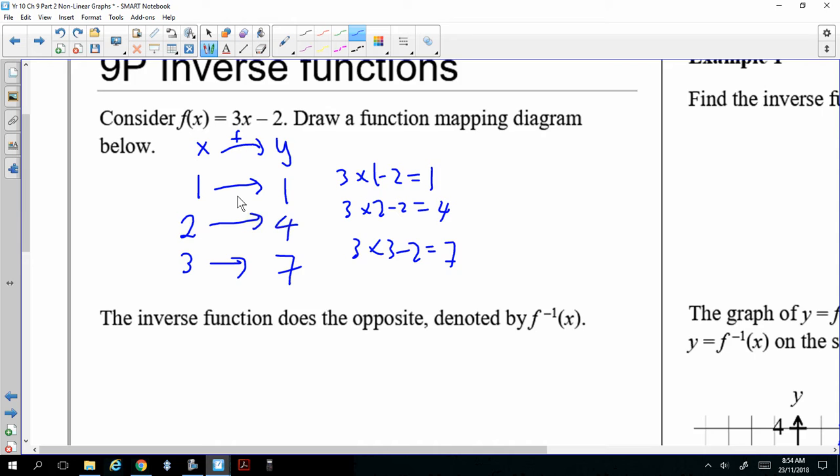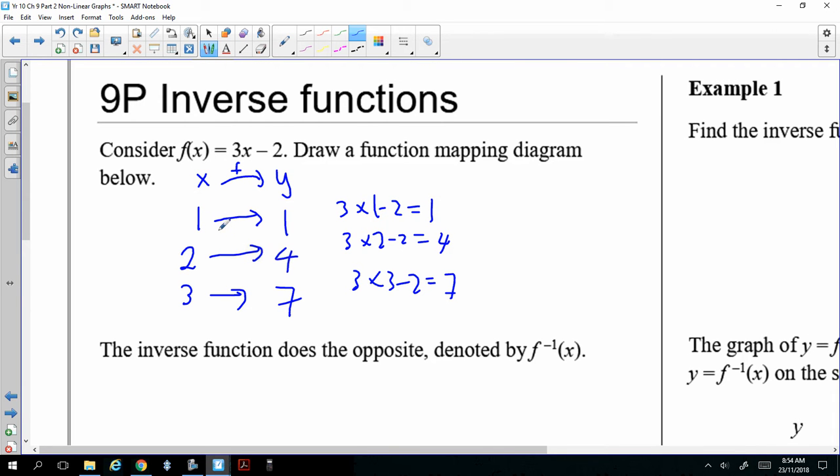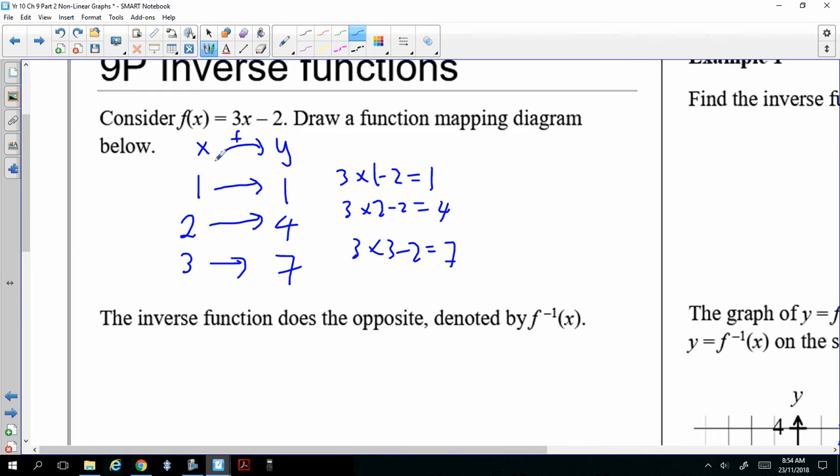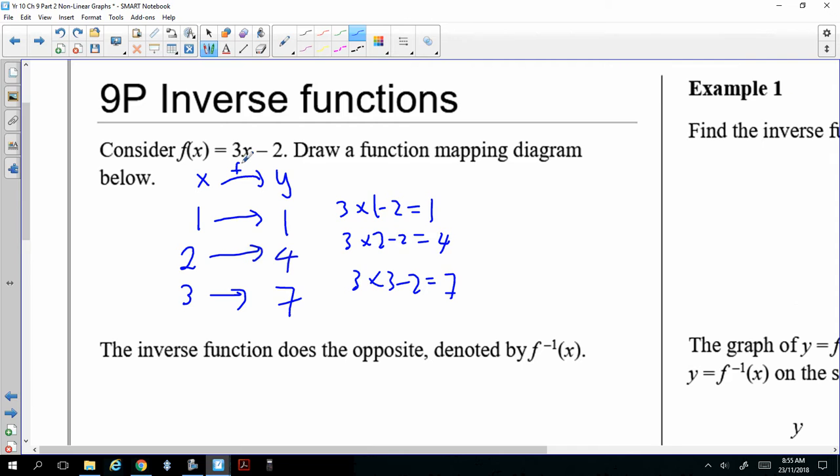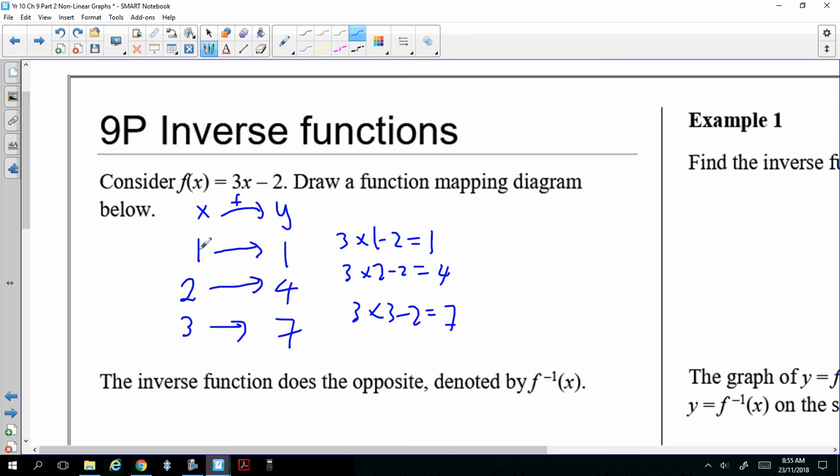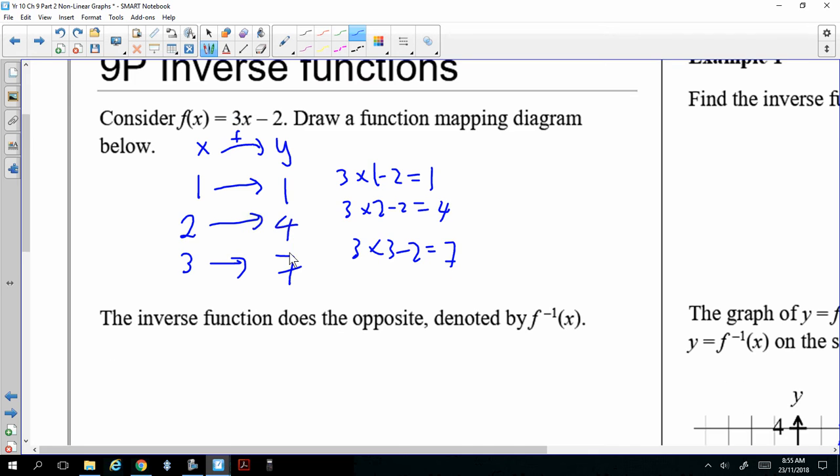So this function maps all these x values into y values, right? So we have this connection between the x value and the y value. That's the process from the function f that changed the x value into this particular y value using the rule. So basically, a function is just a rule that changes this x value into this y value. Okay. Right, so we're now going to do the inverse function.